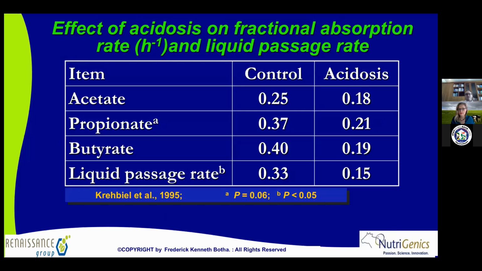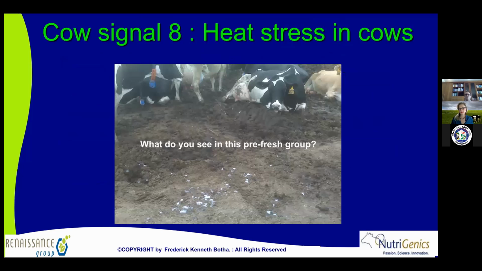All right, and as Dr. Chris already indicated, we don't want acidosis because the whole volatile fatty acid and the bacteria in that rumen changes, and so does the digestibility of our diet, and then at the end of the day we have less efficiency on those cows.